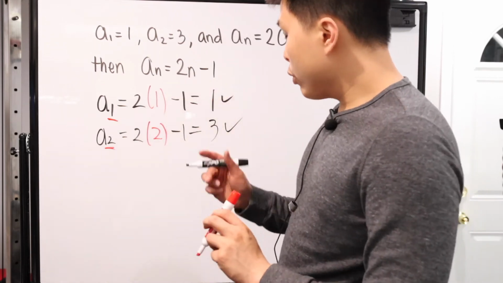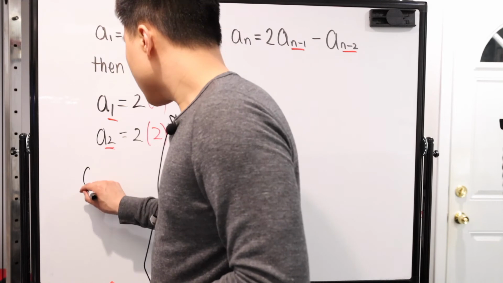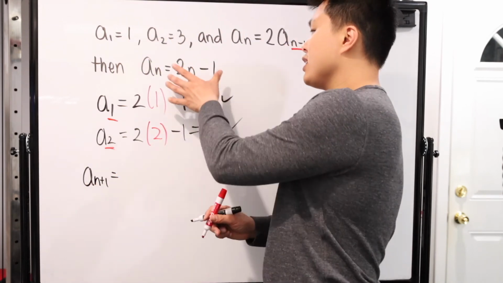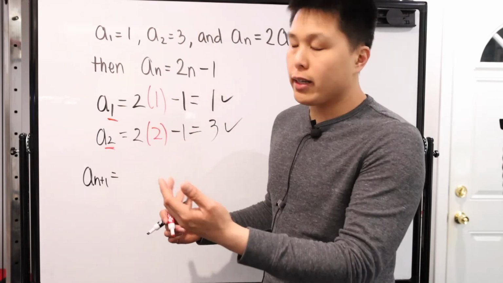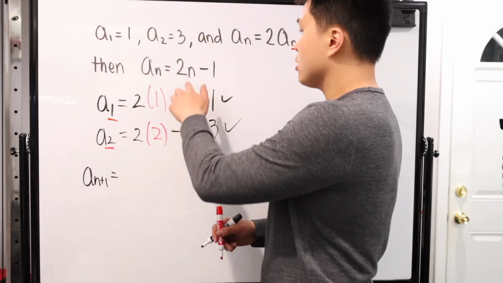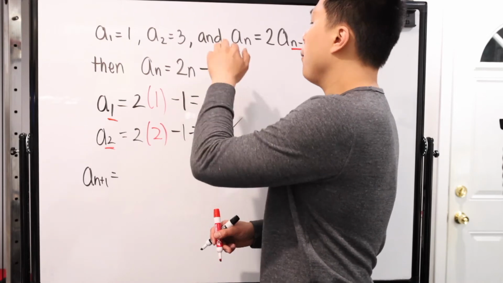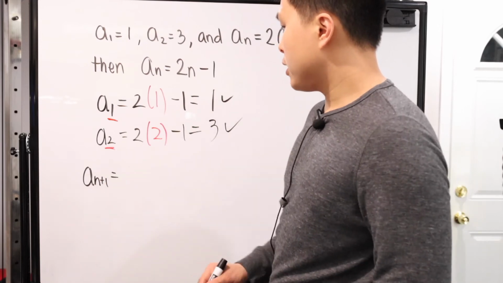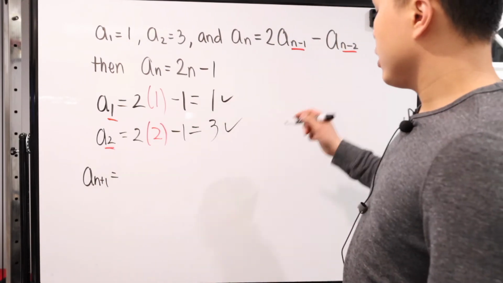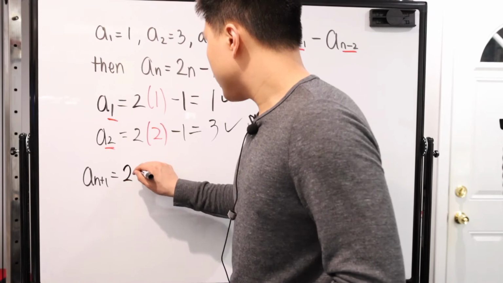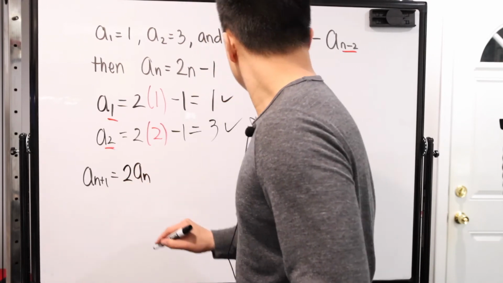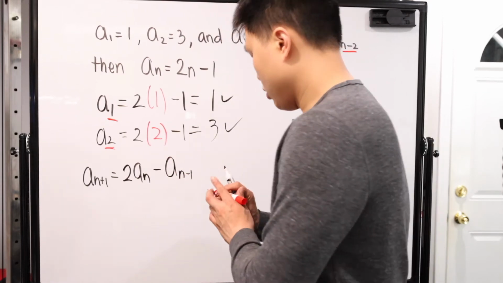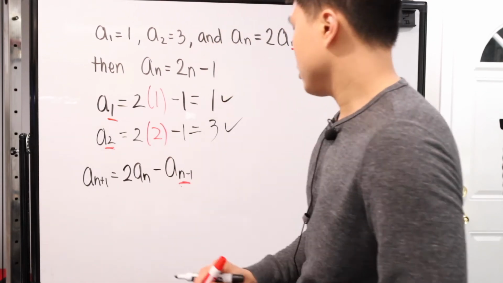Now, we have this guy and we have this. Here's the thing. We want to show that a sub n plus 1 is going to fall into this generalized format, right? It's going to be 2 times n plus 1 minus 1. All right, so a sub n plus 1, based on this right here, should be 2 times a sub n minus a sub n minus 1. And let's just make sure it's not confusing. There it is. Okay, cool.